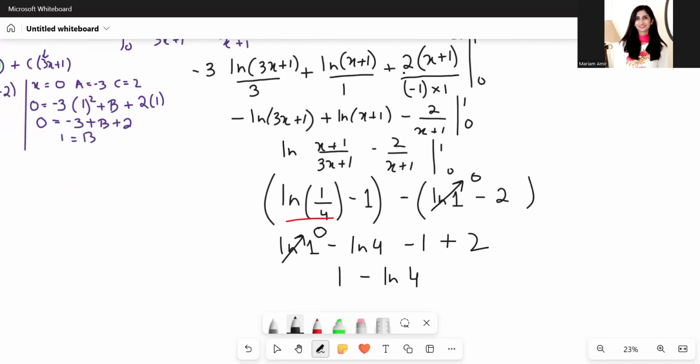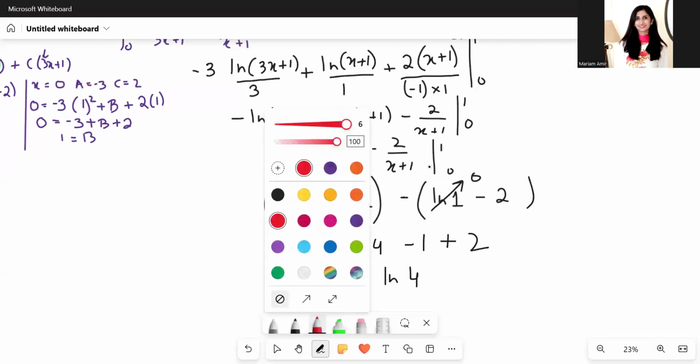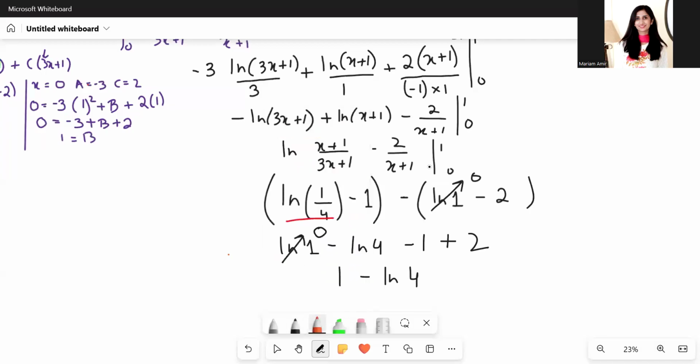Let me double check this. All right, there is a blunder right here. When we substitute 1 here, we get a 2 in the numerator and a 4 in the denominator, which simplifies to 1 by 2. So this was 2, this becomes 2, and this becomes 2, and this is the correct answer.